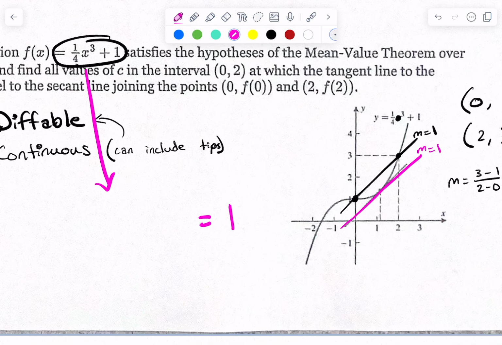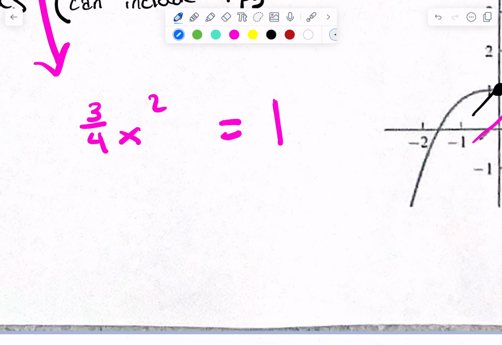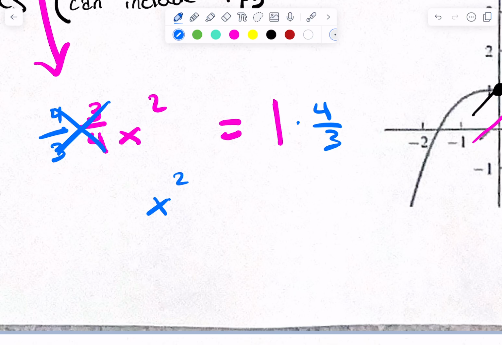What's the derivative of 1/4 x cubed? It's 3/4 x squared, and the 1 goes away. Equals 1. That's my derivative. Now what do I do? I multiply by 4/3 on both sides. So x squared equals 4/3. Then I take the square root.